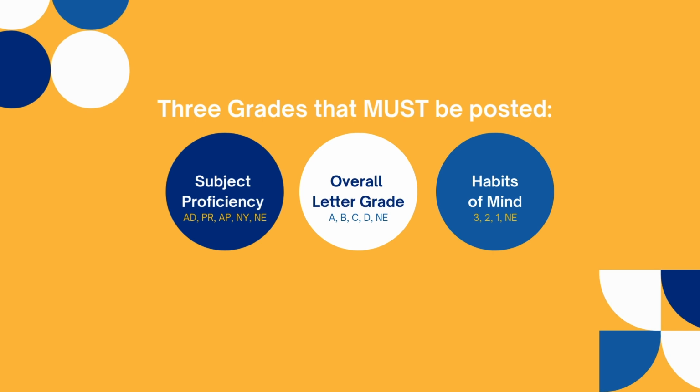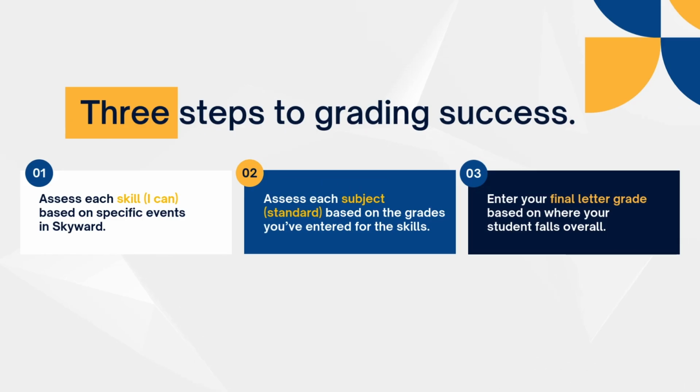Regardless of the course you teach, there are 3 grades that must be posted: the subject proficiency, the overall letter grade, and the habits of mind. Entering skill grades is always a best practice. It shows where students are with each skill, creates a smooth flow in Skyward for entering subject and letter grades, and provides a detailed breakdown on the final grade for students and families. It may be your best friend when interpreting what grade a student has earned up to a certain point in time. Let's take a look at 3 steps to grading success.